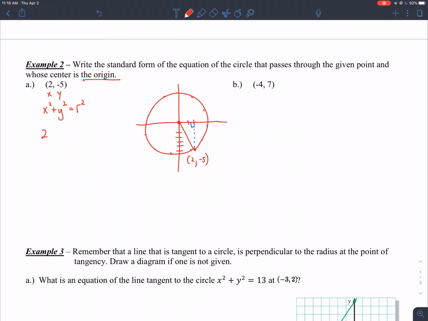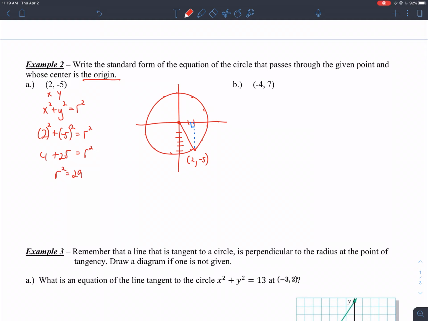I have an x, I have a y, and I'm trying to find r squared. So I get 4 plus 25 is r squared. So r squared is 29.